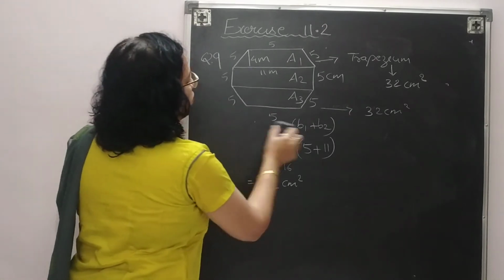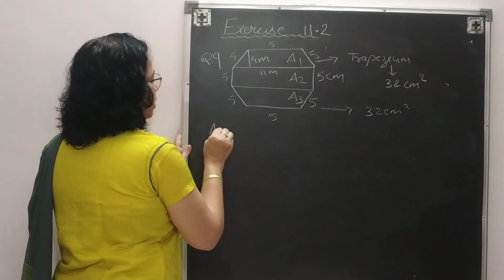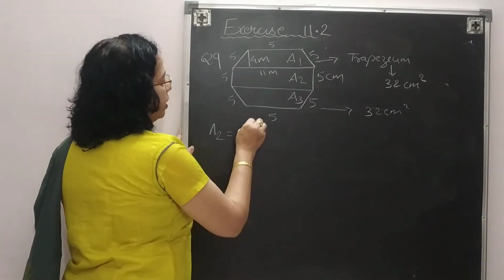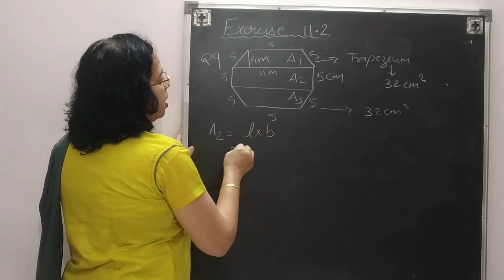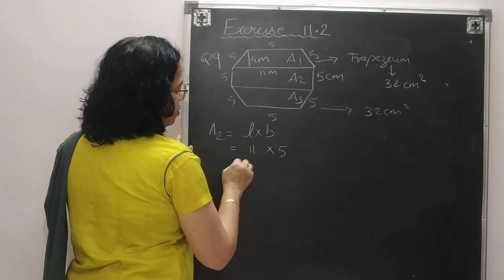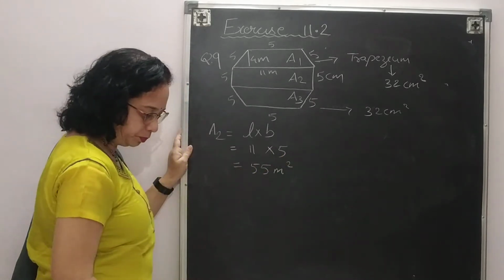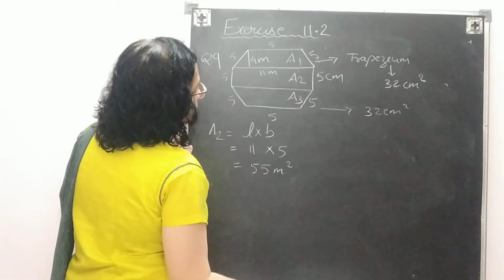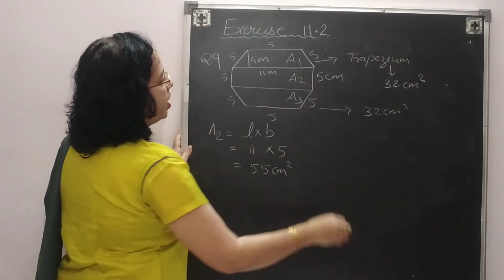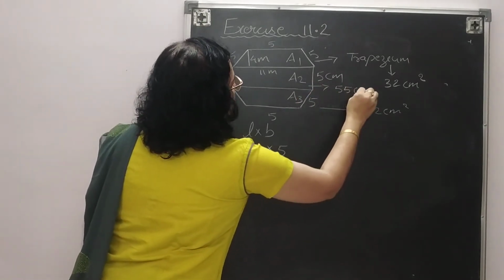So now we will find out area of second one, that is rectangle. The second figure is rectangle. So what is the formula for rectangle? Length into breadth. How much length is given? 11 and how much breadth is given? 5. So this will give you 55 meter square. Sorry, centimeter square. Okay. So this is your 55 centimeter square.